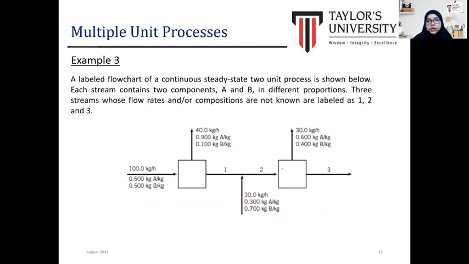Okay, let's take a look at the example here. We have two unit operations here, and then we also have another at the mixing. Okay, we need to determine the flow rate and composition. So we just denote here as M1, this is M2 and M3. So maybe this is your unit operation A, and maybe this is your B.